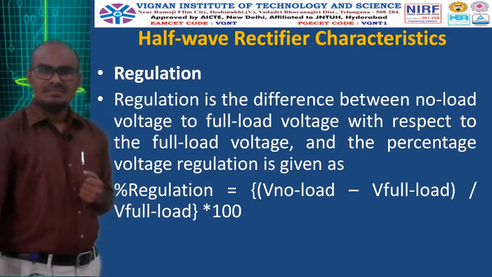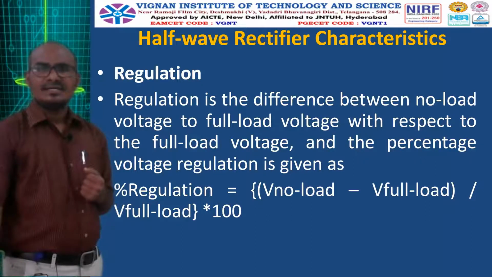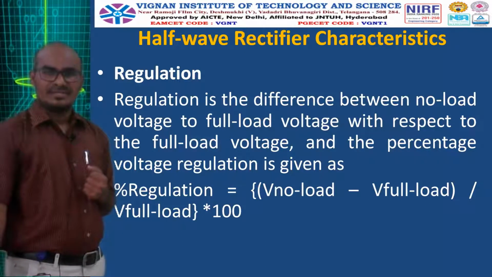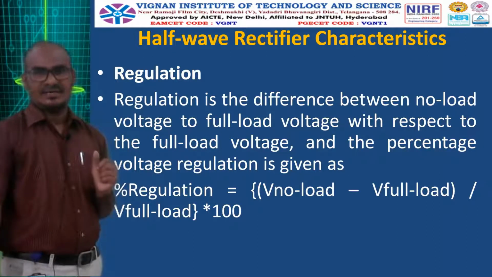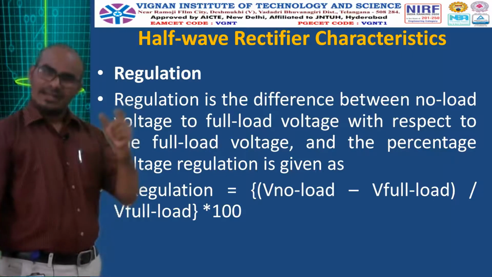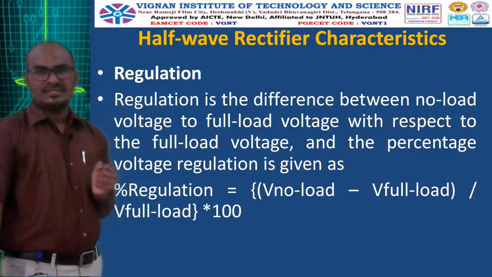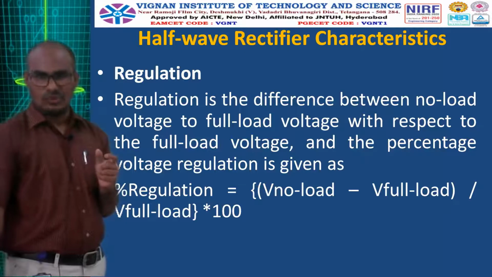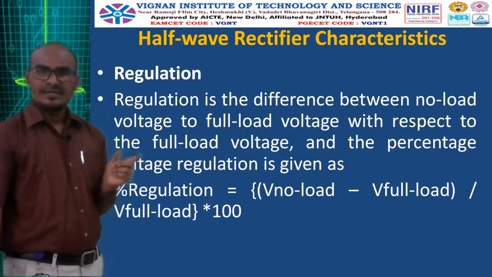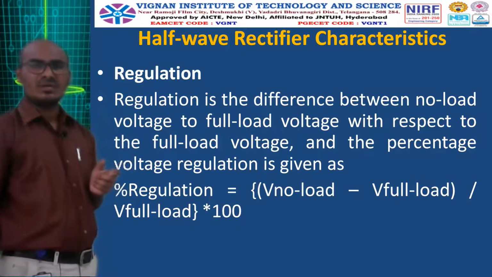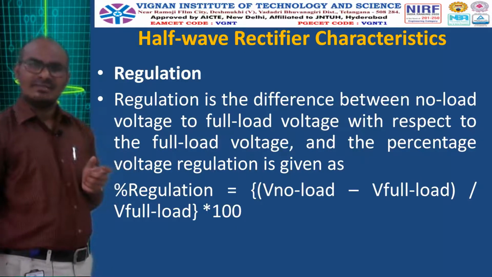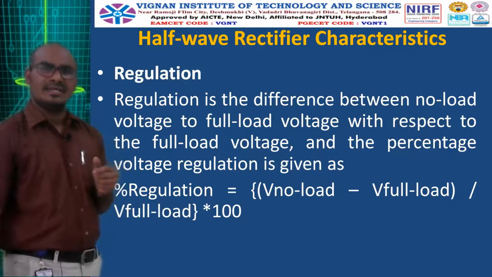And regulation is percentage regulation. It is the difference between the no load voltage, measured without applying the load resistance RL, when we do the practical, and the voltage we measure after applying the load, that is called the full load voltage, V full load. Regulation is V no load minus V full load. Percentage regulation is V no load minus V full load, by V full load, into 100. It is a numerical quantity that we'll derive in the class, and we'll do it practically in the laboratory also.